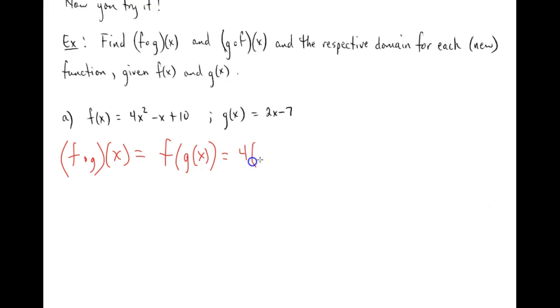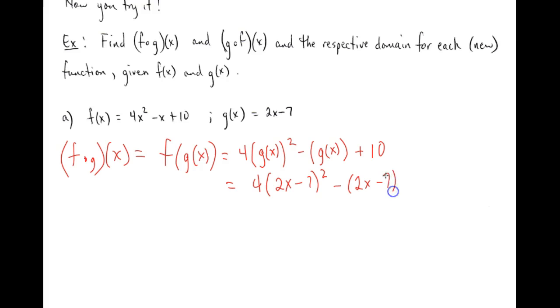Okay. So here we would say g of x squared minus g of x plus 10. And of course, this would just be (2x minus 7) squared minus (2x minus 7) plus 10. And if you want, you could go ahead and multiply all that out by foiling and whatnot. I'm not going to do that just because it's not consequential to what we need to do, which is find the domain.